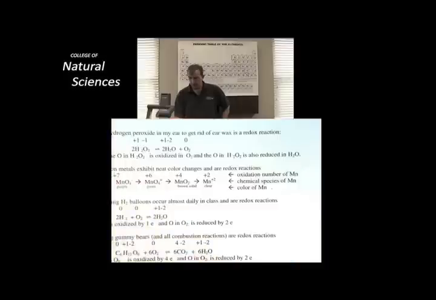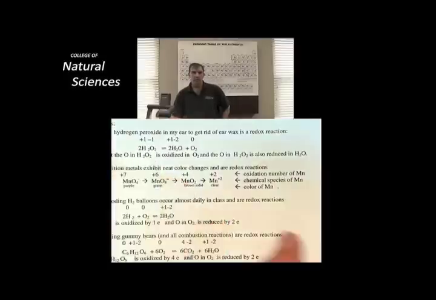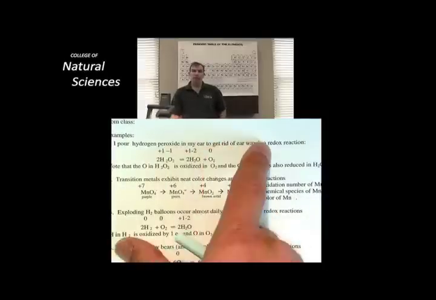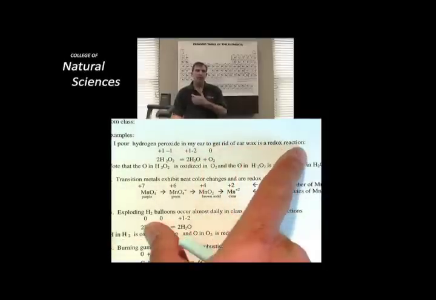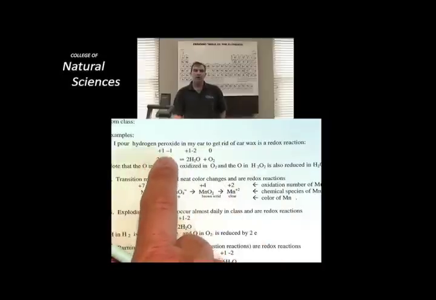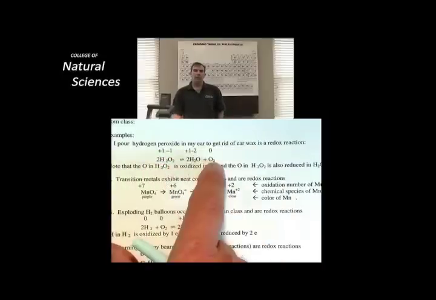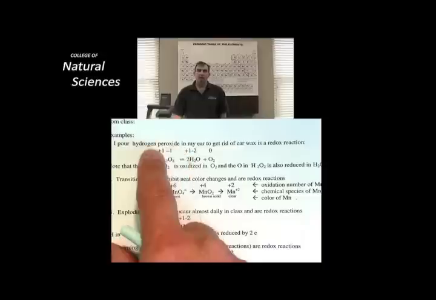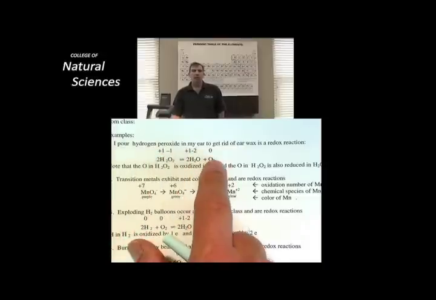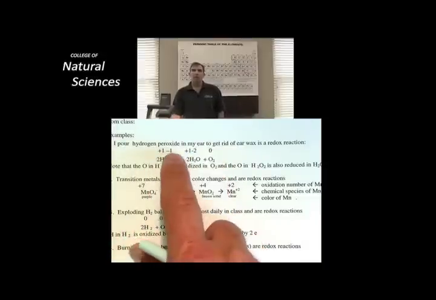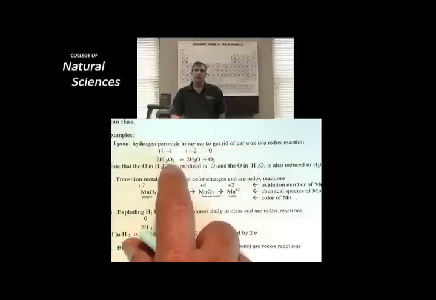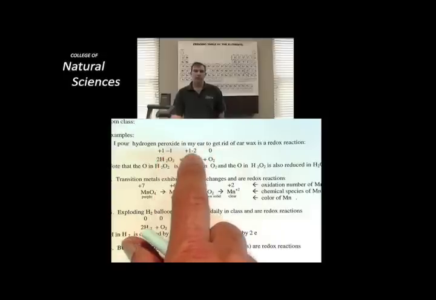So here's an example right here in which I look at pouring hydrogen peroxide in my ear to get rid of earwax. It's a redox reaction, and the reason I know it's a redox reaction is because if I write down all of the oxidation numbers, then here we see oxygen is -1, hydrogen is +1 because of that hierarchy rule I had, and over here oxygen is 0. So my oxygen going from -1 to 0 is going to be an oxidation. And in this particular case, my oxygen going from -1 to -2 is a reduction process.